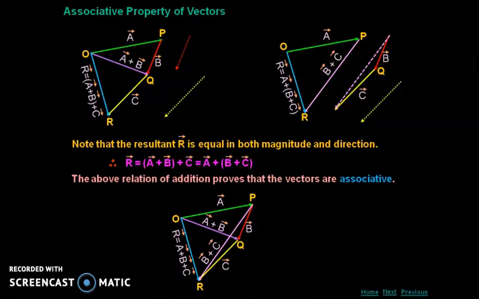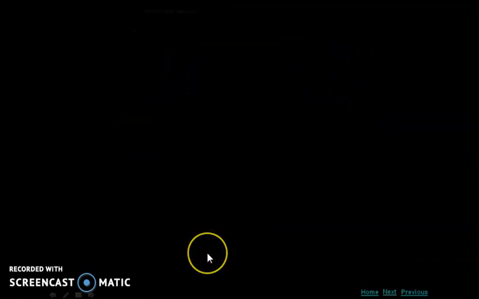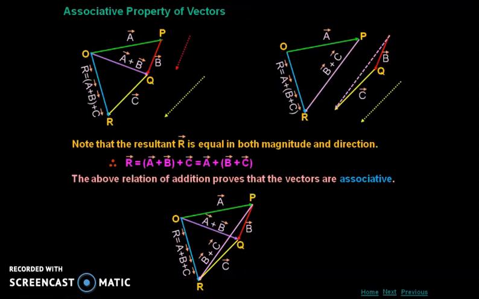Like you can see, these two diagrams are consolidated in a single diagram. When you join A plus B first, the resultant will be A plus B, then finally the C vector will be joined, which will give you A plus B plus C. And if among the three vectors you initially join B plus C, then the resultant will be B plus C, and then you join this B plus C with the A vector and the resultant will be A plus B plus C. So this is your associative property of vectors.